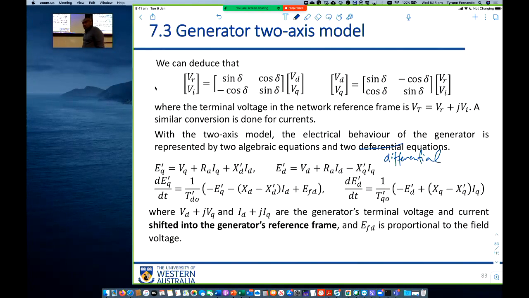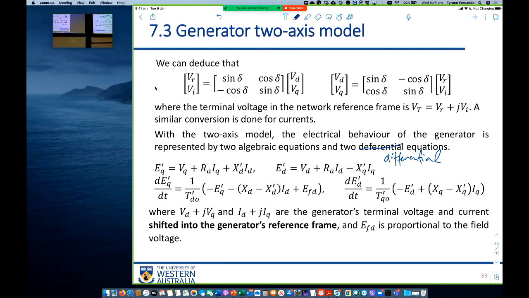Take your voltage vector E, the internal voltage of the generator; it is E at angle theta. It has a real part and an imaginary part, so in the RI reference frame I have ER and EI. I can convert ER and EI into EQ and ED in the DQ reference frame.